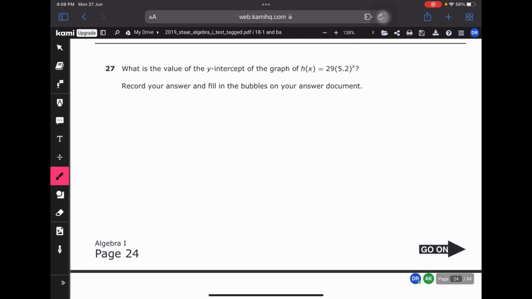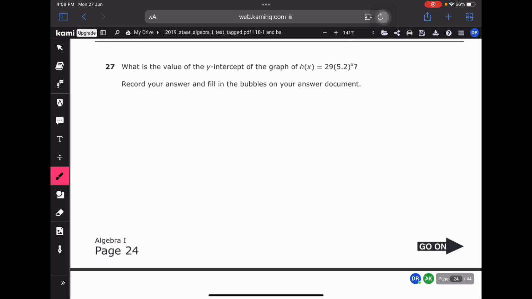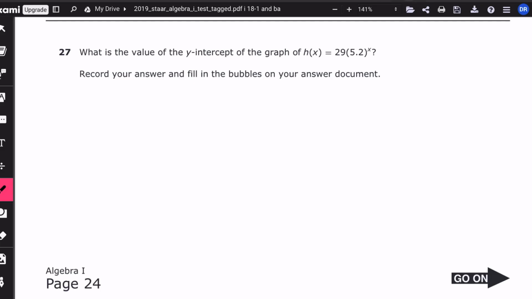Now next, what is the value of the y-intercept of the graph of h of x is equal to 29 into 5.2 whole to the power of x? Record your answer and fill in the bubbles on your answer document. So now you know that this is an exponential equation, y is equal to a into b to the power of x. This a is nothing but the y-intercept.